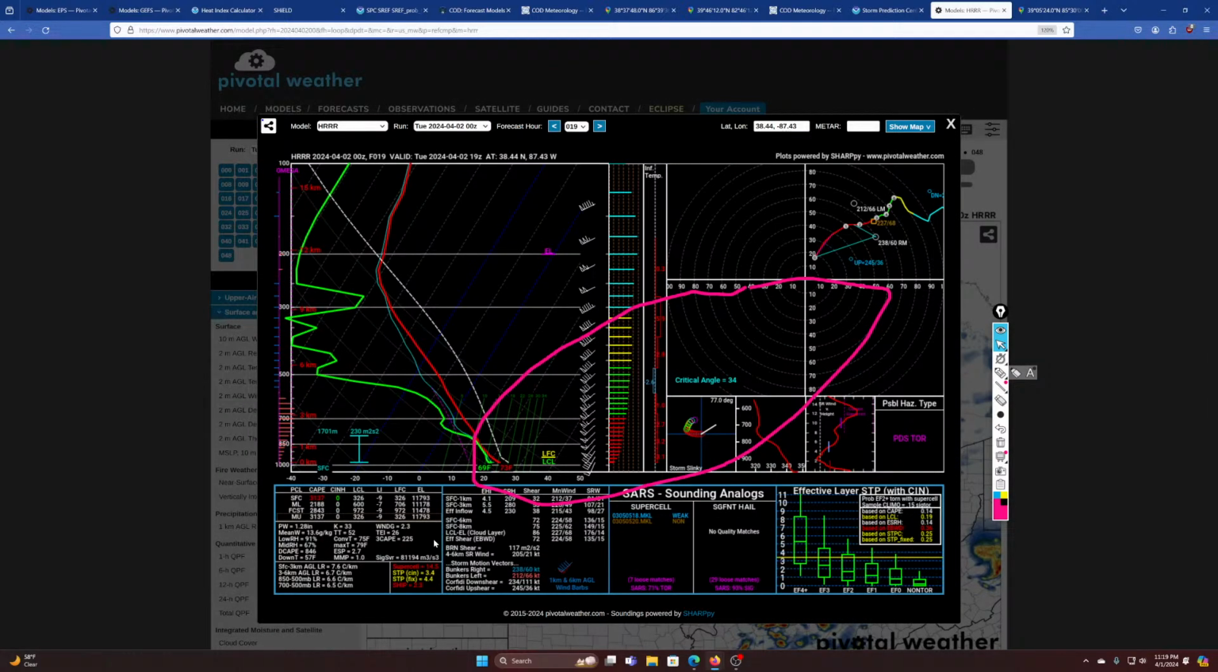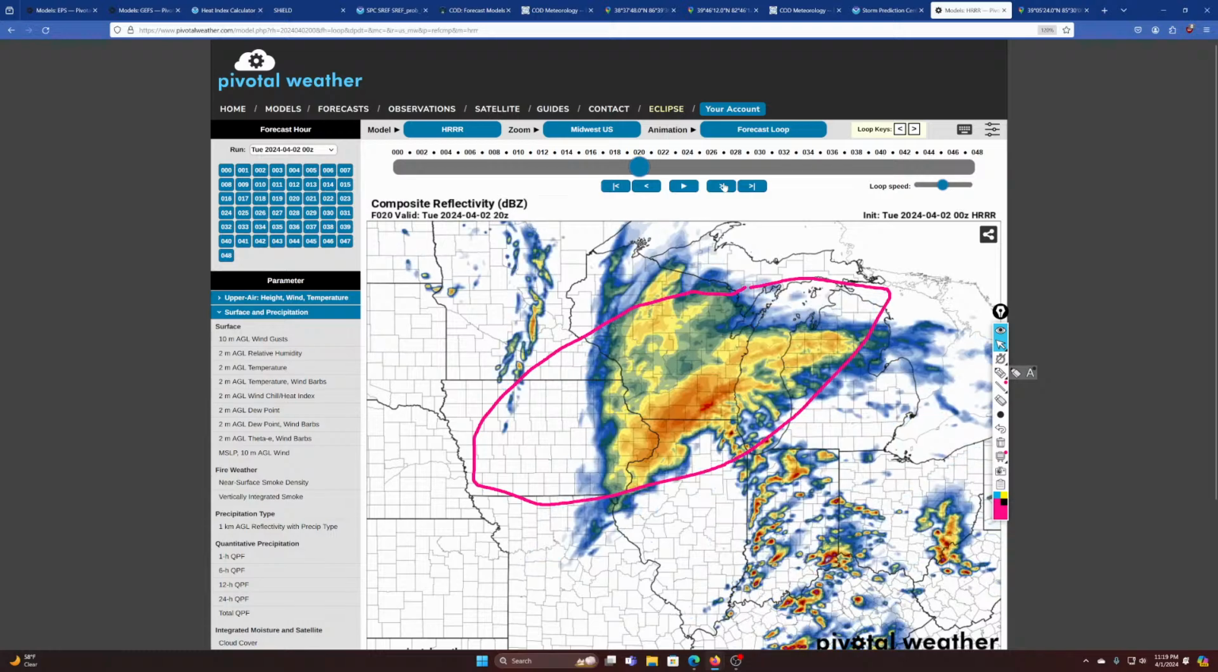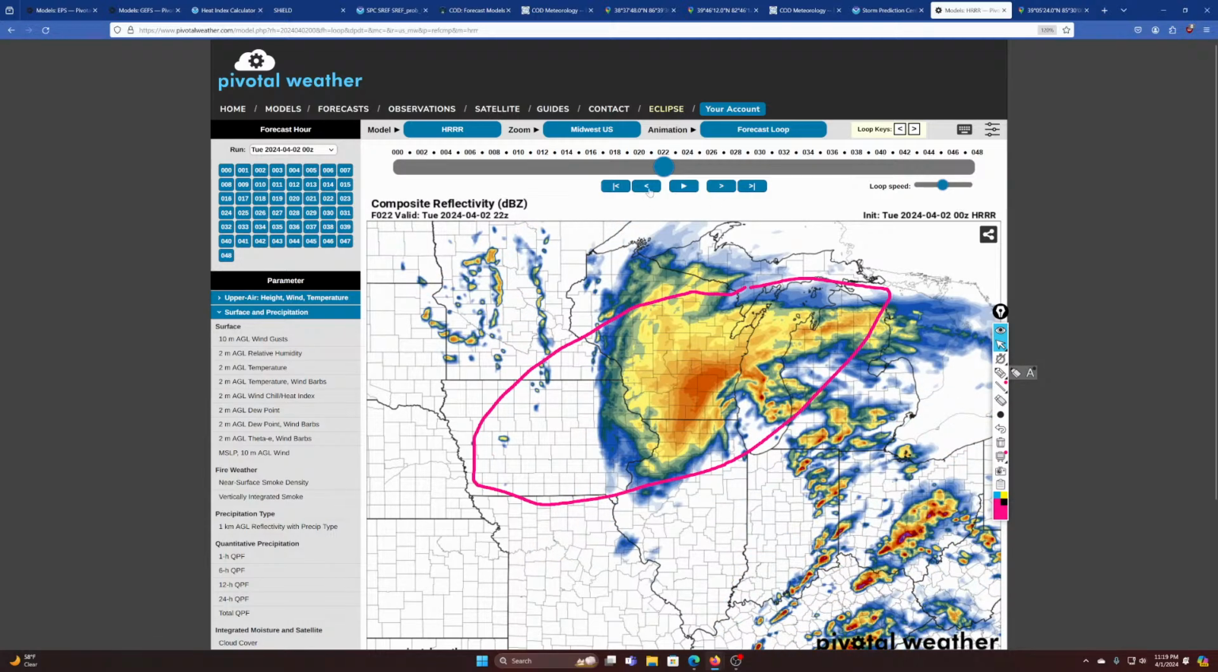And look, even here, 2253 CAPE, 200s of the kinematics. Here, the possible hazard is a PDS tornado, which is basically a particularly dangerous tornado. This is a very strong environment for tornadoes tomorrow. But something to keep in mind is you just don't want to check one.